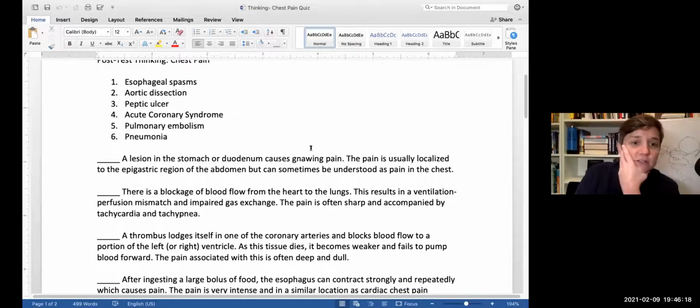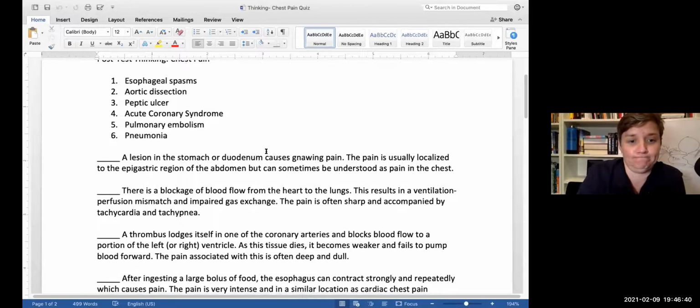That one is acute coronary syndrome. Acute coronary syndrome is an umbrella term for angina, for MIs, for ST elevation MIs, for non-ST elevation MIs. Basically means acute, like sudden, coronary, like coronary artery, syndrome.